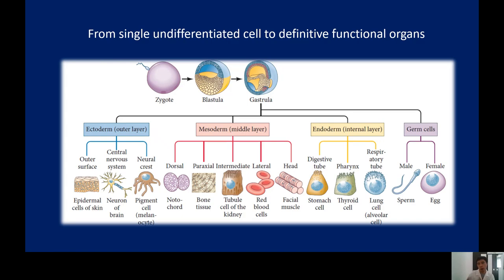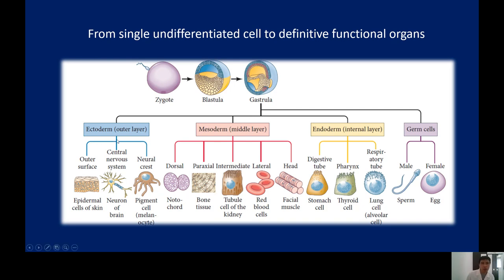Here we see that the gastrula will produce very distinctive layers: the ectoderm, located in the outer layer, the mesoderm in the middle layer, and the endoderm in the innermost part of the embryo. And then there are also the germ cells. These cells are very definitive. They have a very distinctive fate to be the germ cells, the male or female cells, I mean, these reproductive cells called sperm and eggs.